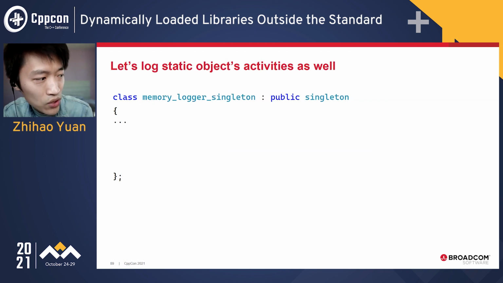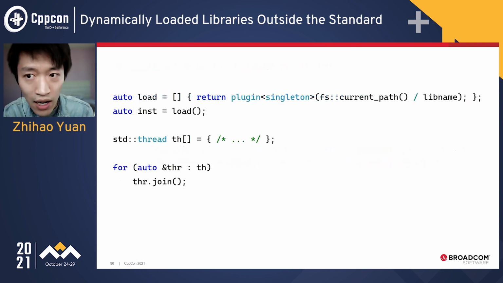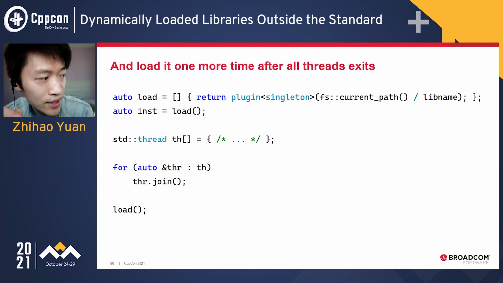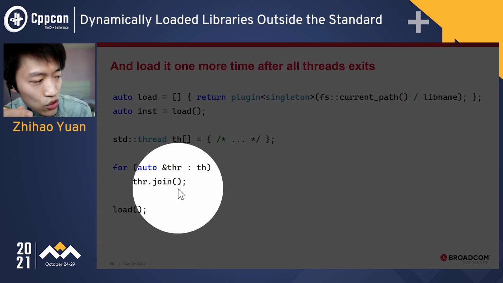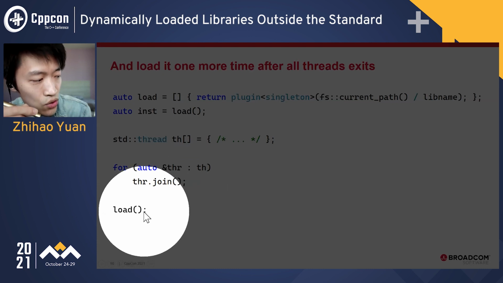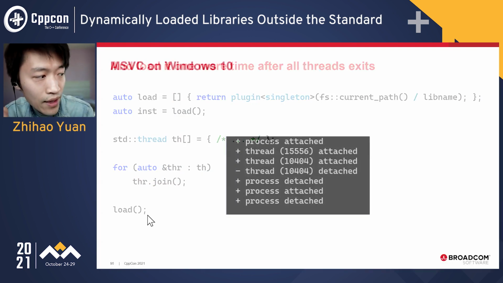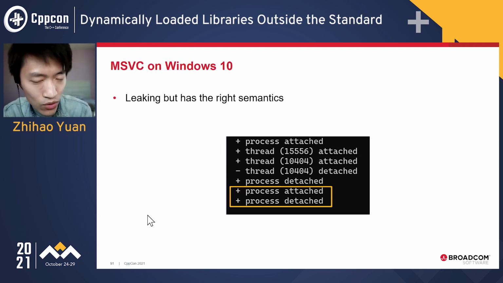This time, we also log static object activities. And this is our unmodified main function. Now, we load it one more time after all threads are joined. Note that after all the threads joined, the plugin is supposed to be unloaded because its reference count drops to zero. So this load should print process attached, process detached, right? And for MSVC on Windows 10, that's as expected. You know, it leaks, but has the right semantics.